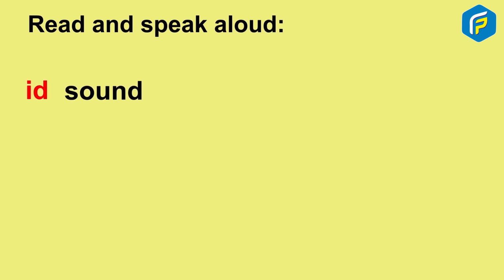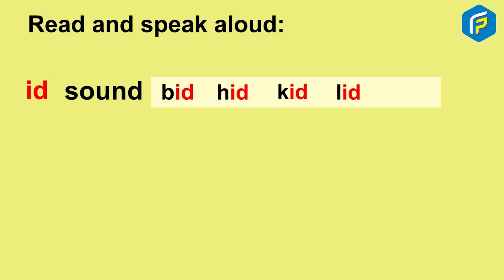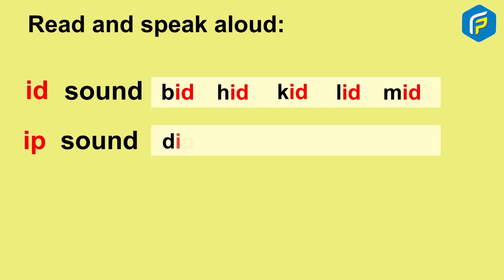Id sound. B, I, D, bid. H, I, D, hid. K, I, D, kid. L, I, D, lid. M, I, D, mid. Ip sound. D, I, P, dip. H, I, P, hip. L, I, P, lip. S, I, P, sip. T, I, P, tip.